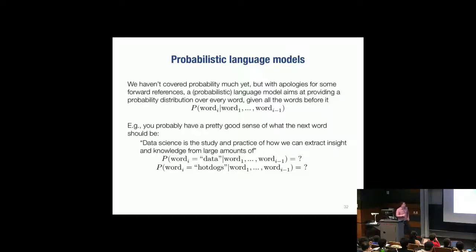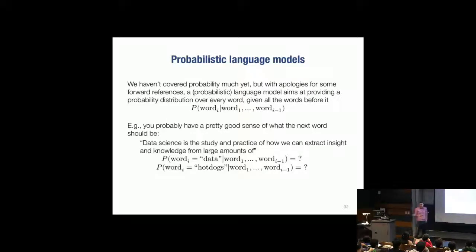So what a language model does is it predicts the probability of the next word in a document, given all the words that occurred before it. So it predicts the probability of word i given words 1 through i minus 1. While this seems hard, in a sentence there's a very limited number, out of all the possible words, that can happen next, even including grammatically correct words. So if you have a sentence like "data science is the study and practice of how we can extract insight and knowledge from large amounts of" something, the next word is probably much more likely to be data than it is to be hot dogs. That wouldn't make any sense, even though it's grammatically correct.